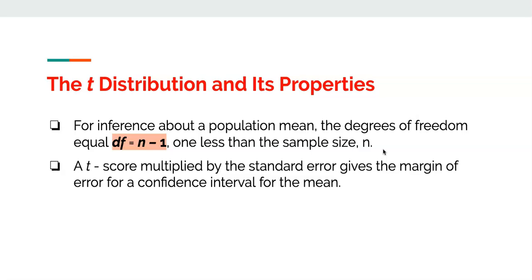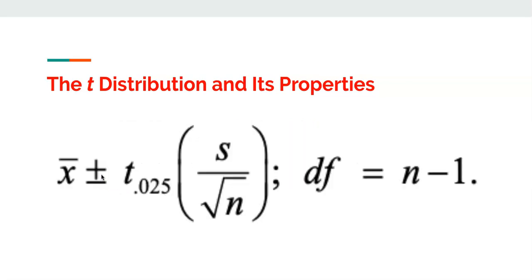Last bullet point, a t-score multiplied by the standard error gives the margin of error for the confidence interval for the mean. Now, exactly the same, right? Because in the cases where we knew the population standard deviation, we were free to use the z-score, and we multiplied that z-score by the standard error, and that's how we found the margin of error. But for the cases you don't know the population standard deviation, you're going to do the same exact process, except instead of the z-score, you're going to multiply the standard error by the t-score. But everything else will be the same. So let's spend some time talking about this t-score.